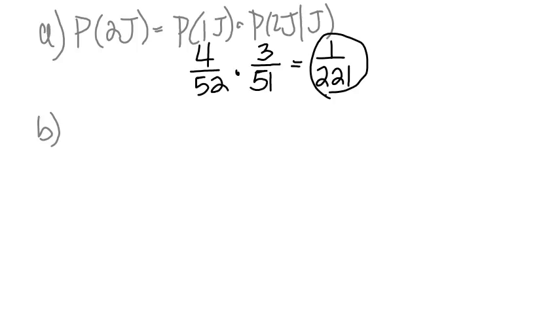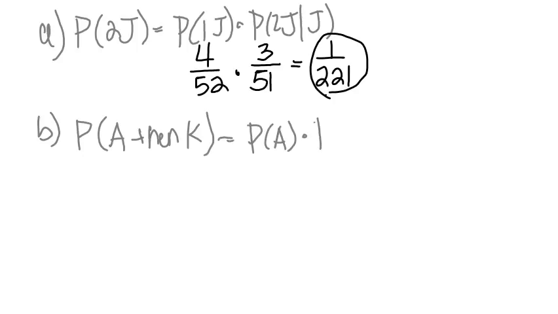Let's see another one. So the probability of picking an ace and then a king. So I need to find the probability that I pick an ace times the probability that I pick a king, given I've taken an ace away. Well, how many aces are in a deck? There's 4 aces out of 52. And since I picked one out, I took him away, I only have 51 cards left.